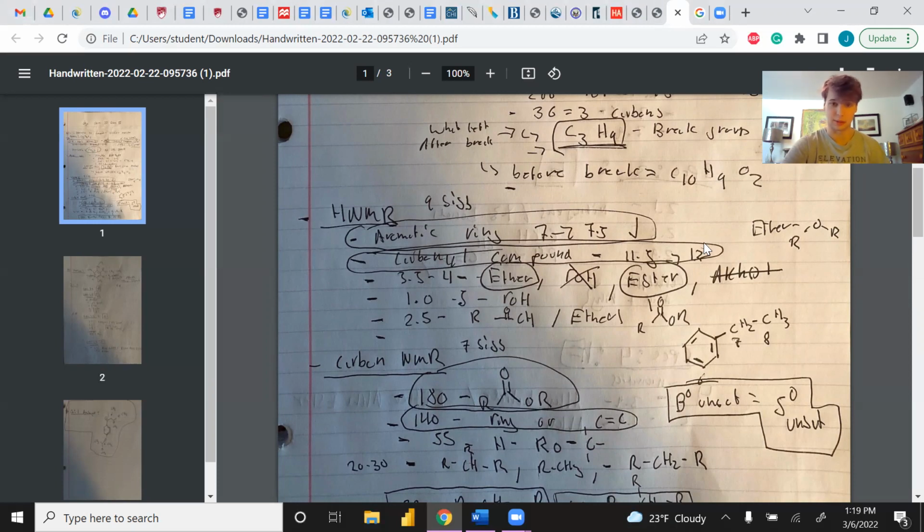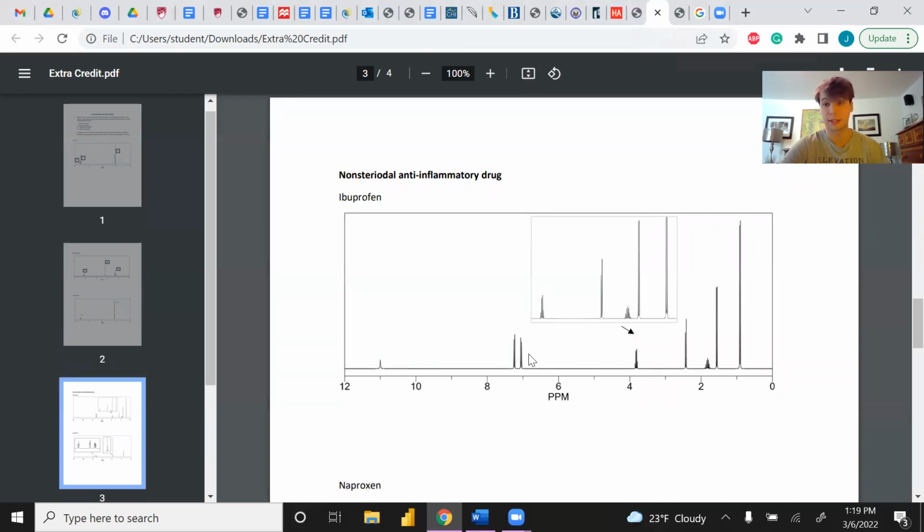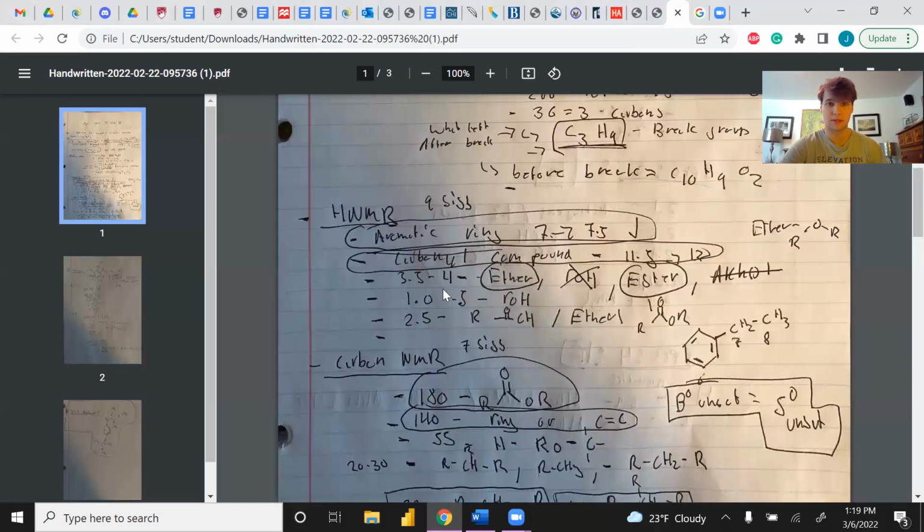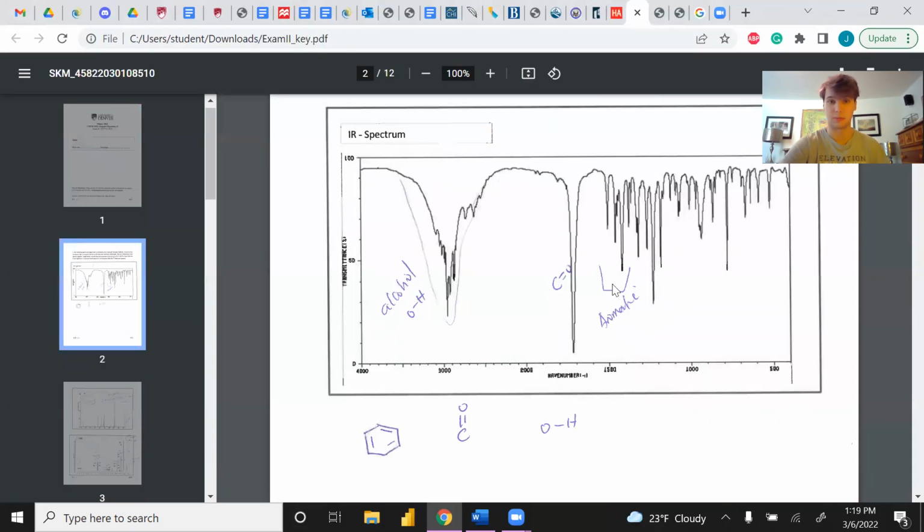So essentially in this example, you have your aromatic rings, which are around 7 to 7.5, which is exactly what we see in this graph here. So this 7.5 peak is correlating to an aromatic ring. Although we are not looking at the HNMR of the exam example, if we were, these overtones here, all these bad boys, represent an aromatic ring, and they're pretty obvious, which is nice.